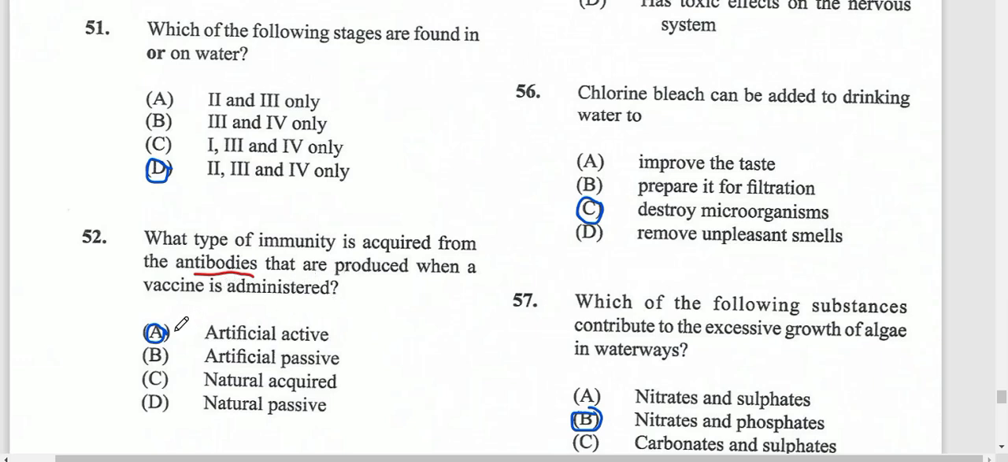The answer here is going to be A. It is going to be artificial but active, since you are producing it. All right, so you got the antibody but you are producing it, so it's artificial active. And these we are going to be looking at as we go through. So our answer here for 52 is going to be A.